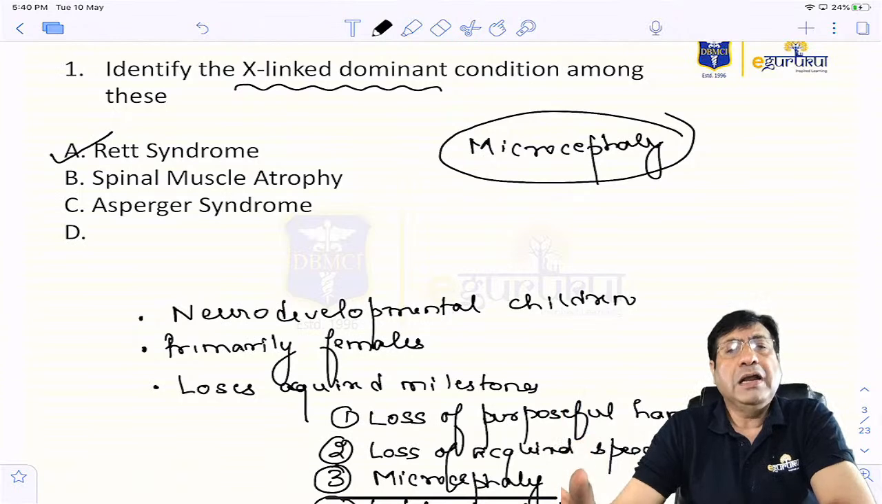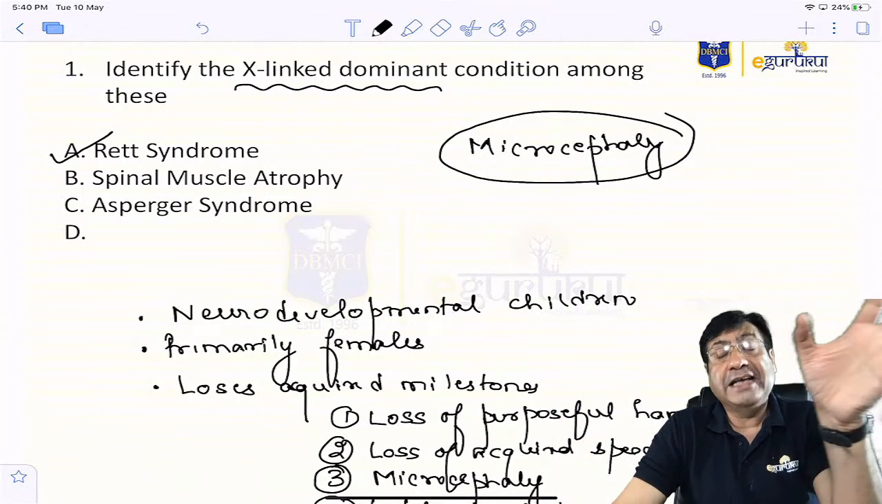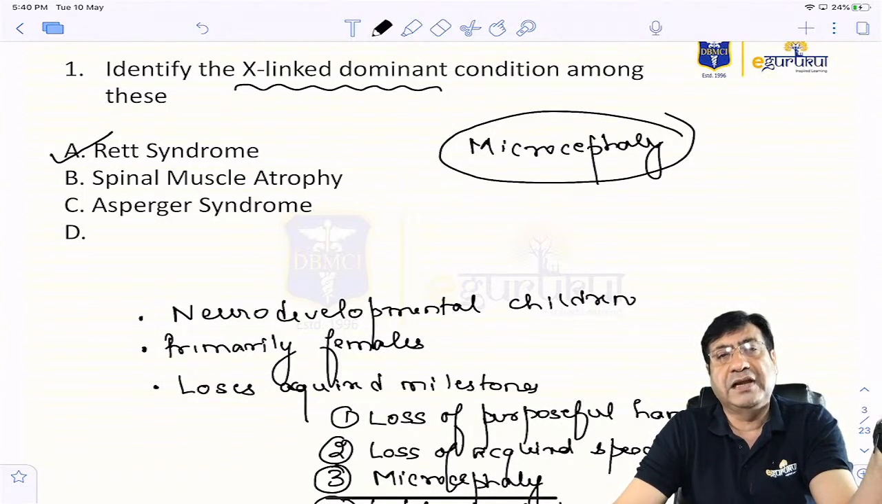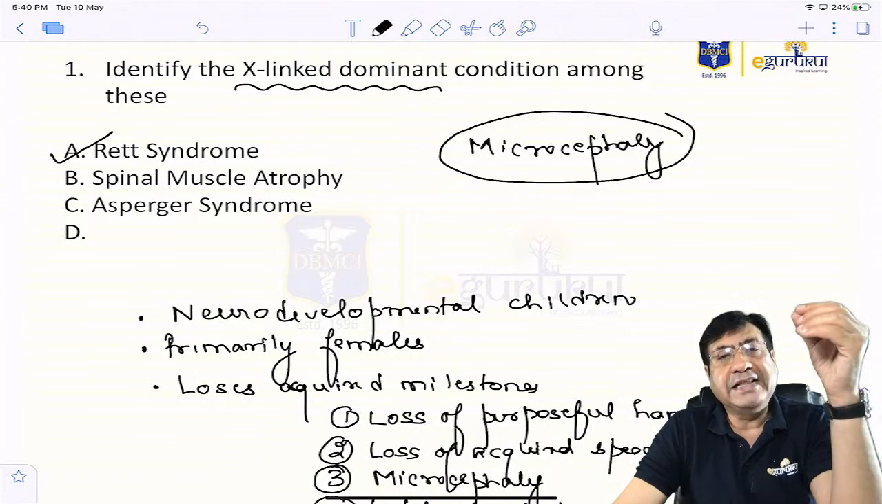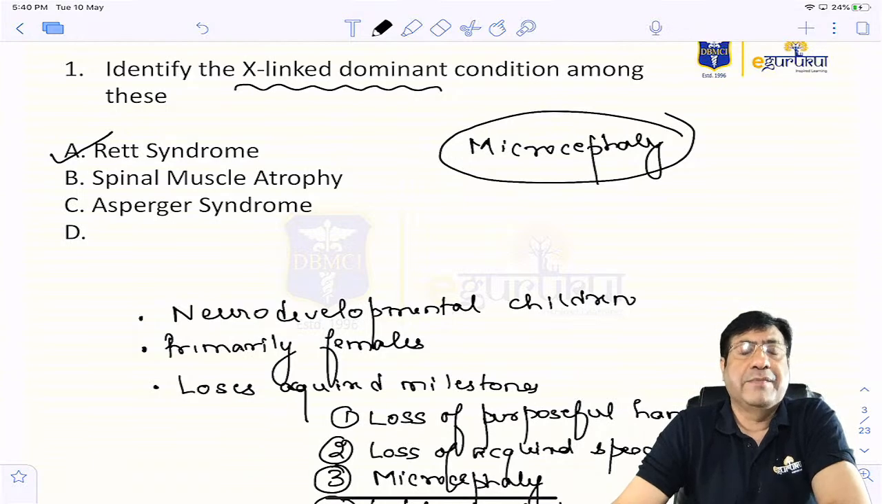But overall, if the question is which is the X-linked dominant disorder among these options, I did not have the third or fourth option available. But Rett syndrome at the outset is a very clear option, which is associated with X-linked dominant presentation.